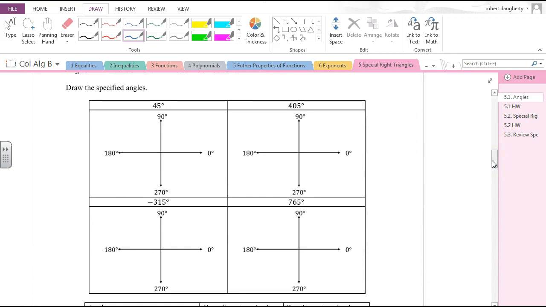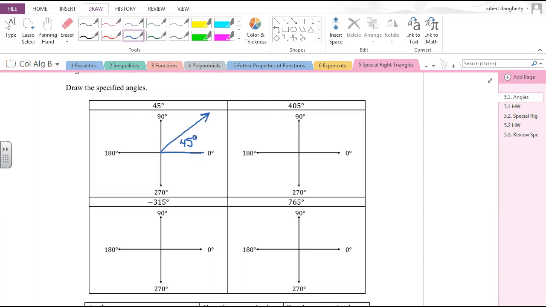So let's draw a few angles. Okay, with this one we've done several times. 45-degree angle. The initial side is right here. And you can get to where you probably don't even have to draw the initial side, but the more important is the terminal side. So 45 is halfway between 0 and 90, right? So that is a 45-degree angle. Okay. How do I draw a 405-degree angle?